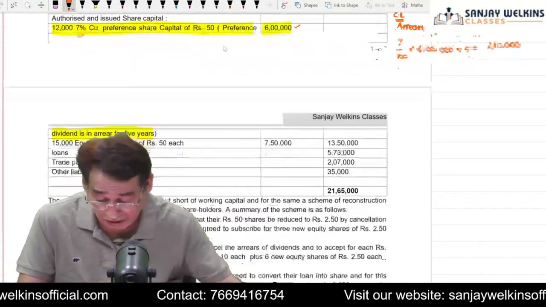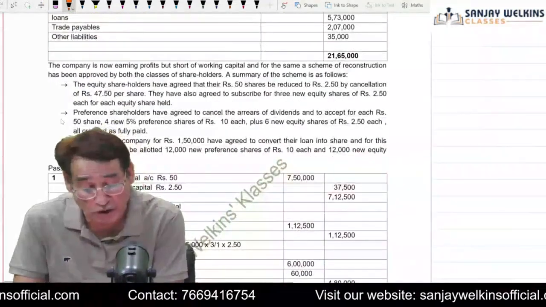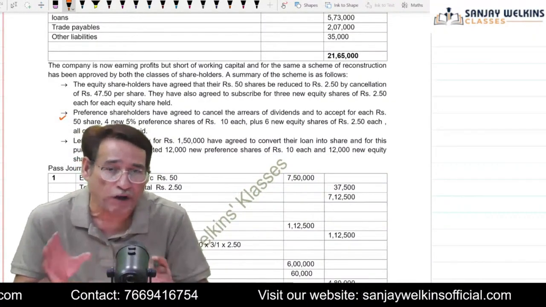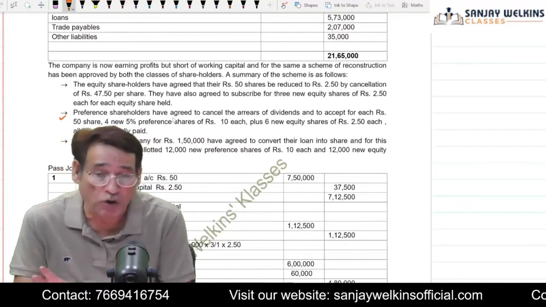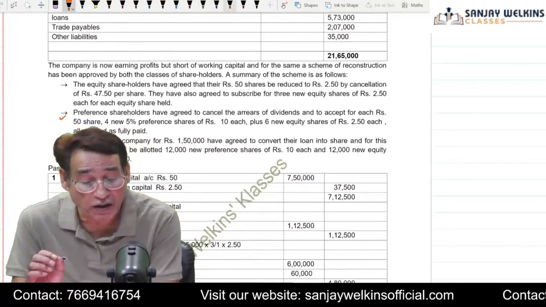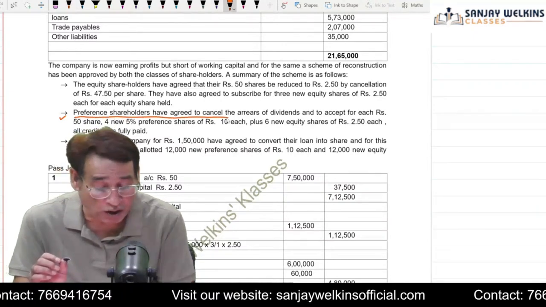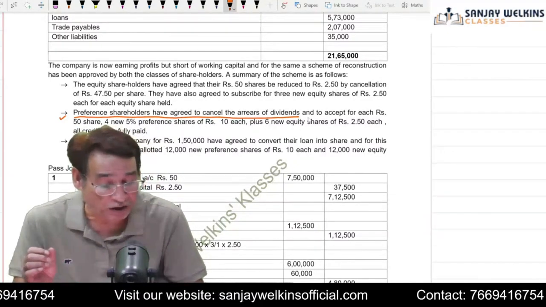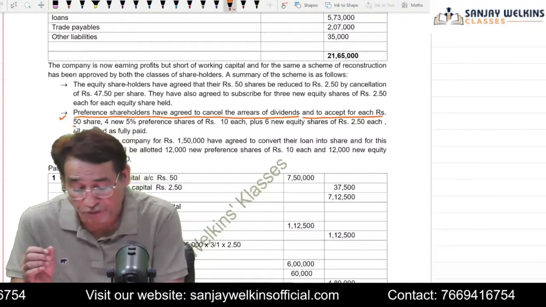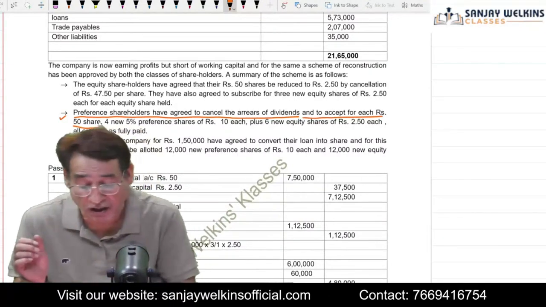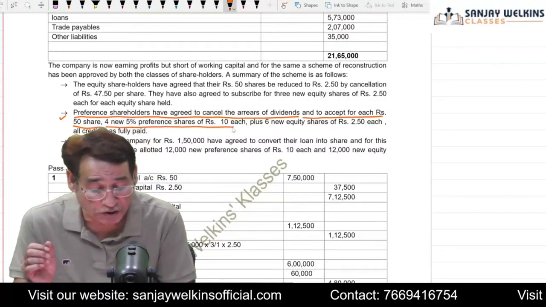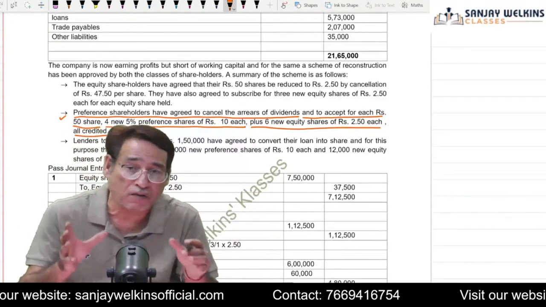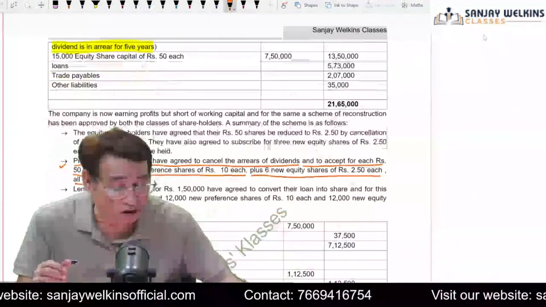Now, in this case, further here it is written. Actually, first I would love to take this one to make you understand the point with respect to preference dividend. This is the most vital point in this entire chapter. Preference shareholders have agreed to cancel the arrears of dividend and to accept, for each 50 shares, 4 new preference shares of 10 each, plus 6 new equity shares of 2.5 each, all credited as fully paid.